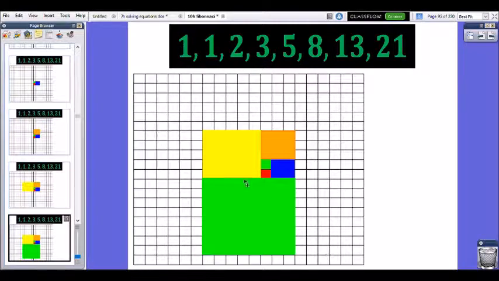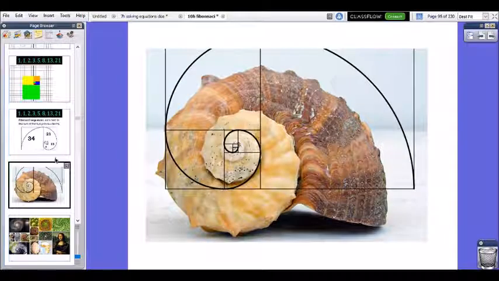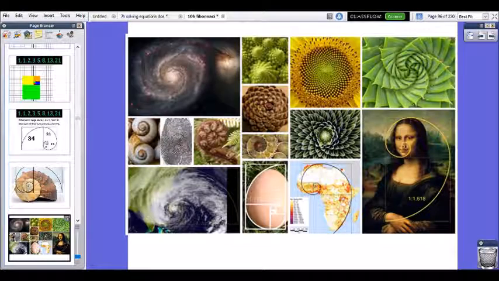This is a very famous pattern. If I had continued it, I would get a perfect Fibonacci spiral, which follows something that we call the golden ratio. So in a Fibonacci sequence, each term is the sum of the previous two terms. This golden ratio, this spiral pattern, appears all the time in nature. So it's a natural phenomenon. One of the most common examples is you'll see it in snail shells. You see it all the time in nature and plants and things like that.